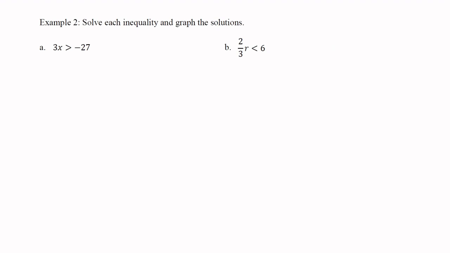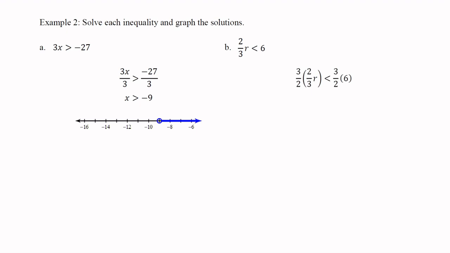So we're going to solve each inequality and graph the solutions. For A, we're going to divide each side by 3, and that gives us x is greater than negative 9. And when graphed, we have an open dot at negative 9, and we're going to shade to the right since it's all values that are greater than negative 9. For B, we're going to multiply by the reciprocal of 2/3, and that's going to give us r is less than 9. This can be graphed by an open dot at 9 and then shading to the left.